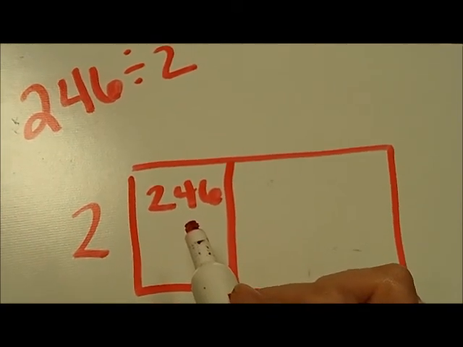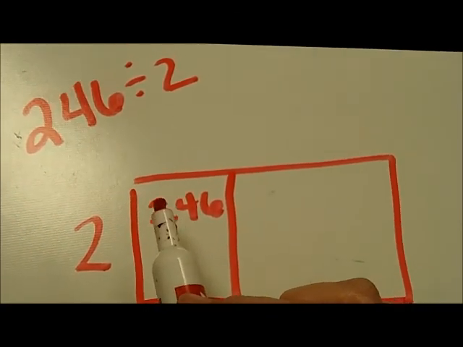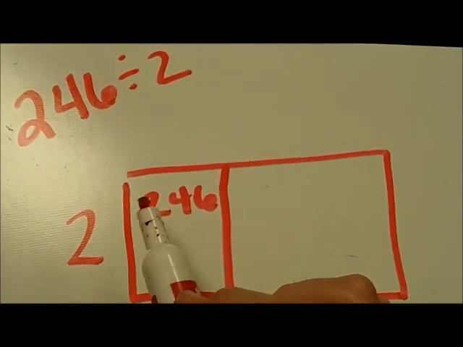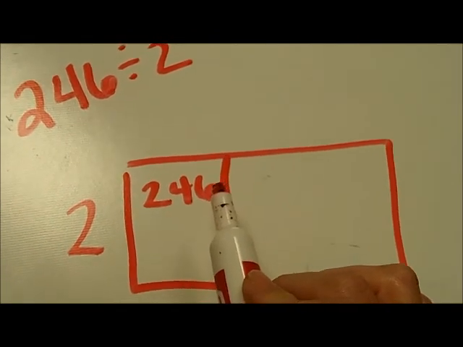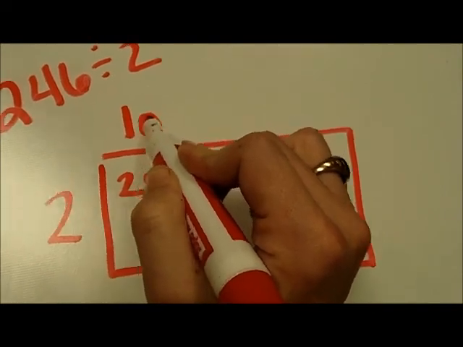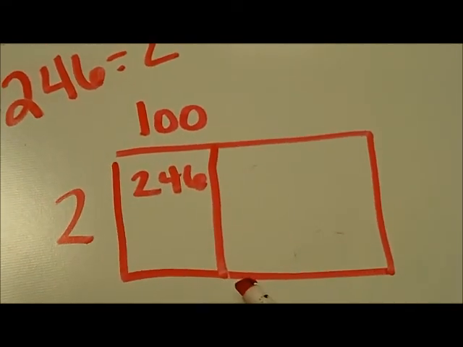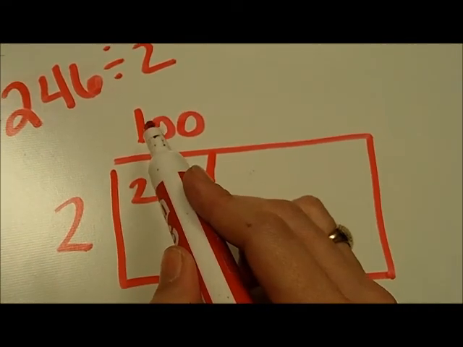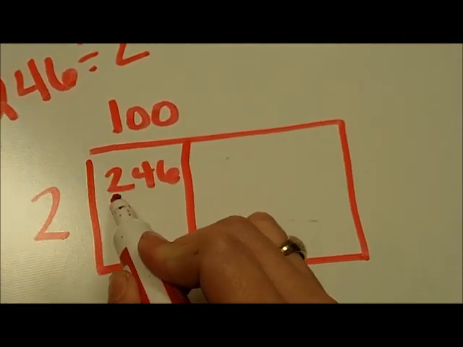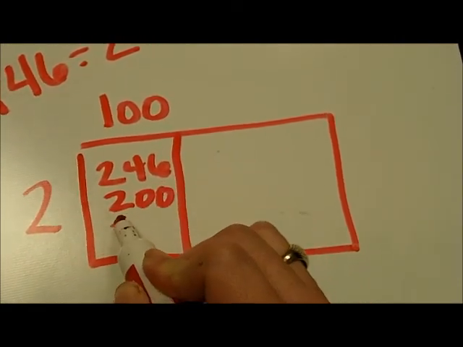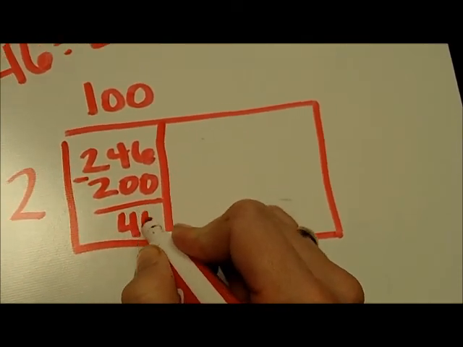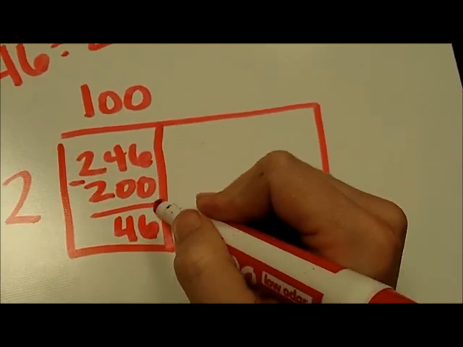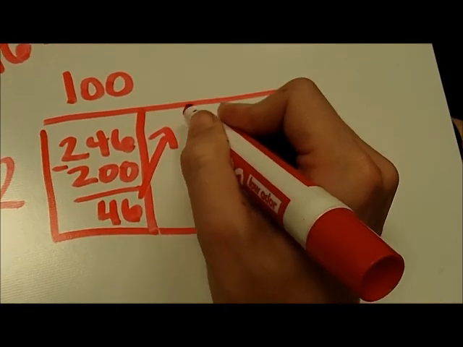For example, a child may say 2 times 100 equals 200. So they will write 100 on top of their rectangle. They multiply 100 times 2 and get 200. They subtract those two numbers and get 46. 46 is now our new dividend.